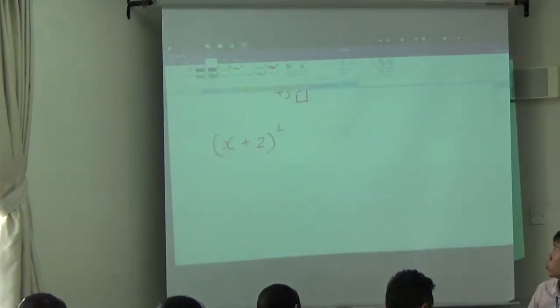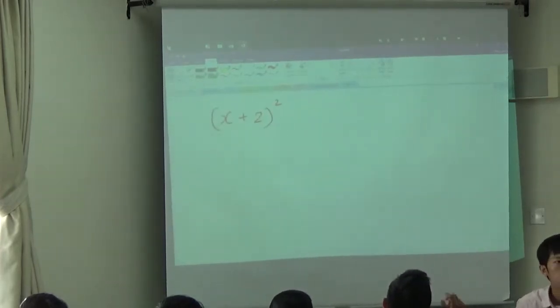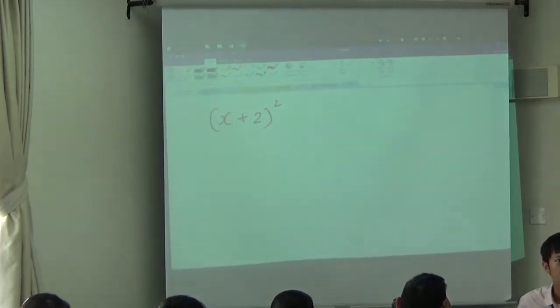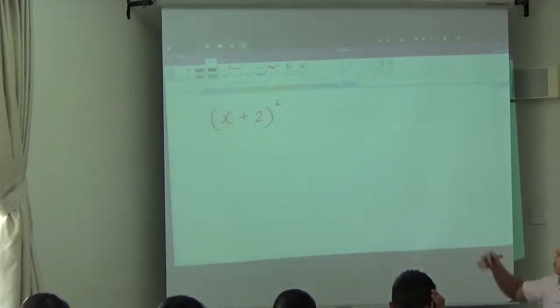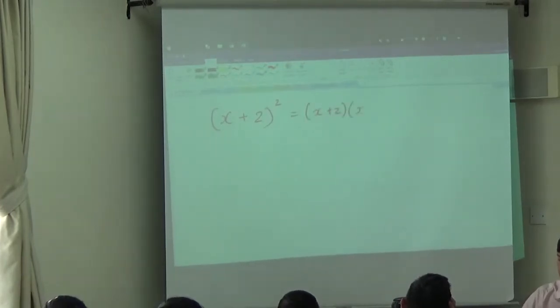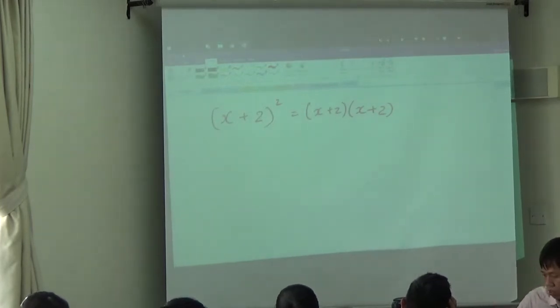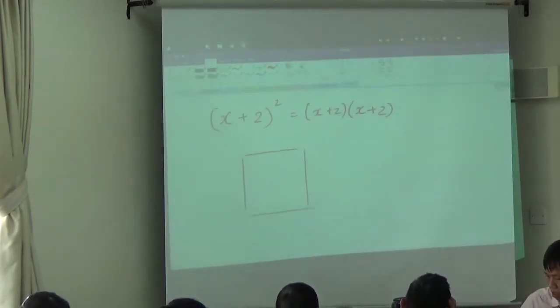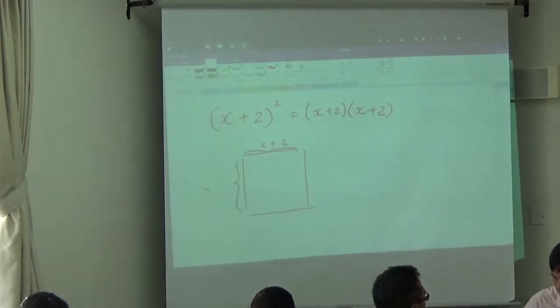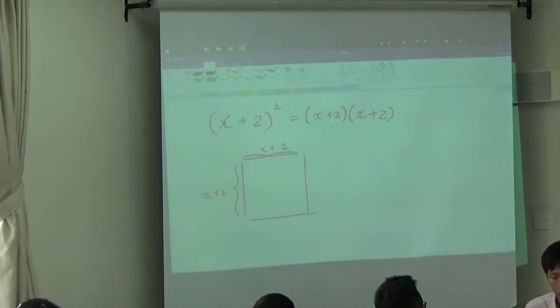Okay, what does this mean to you? X squared plus 4x plus 4. Are you expanding? Yeah. Okay, you can choose to expand, but x plus 2 squared, doesn't that also mean x plus 2 multiplied by x plus 2? If I draw it pictorially, shouldn't it look like this? X plus 2 over here, and over here, x plus 2 as well. Agree?